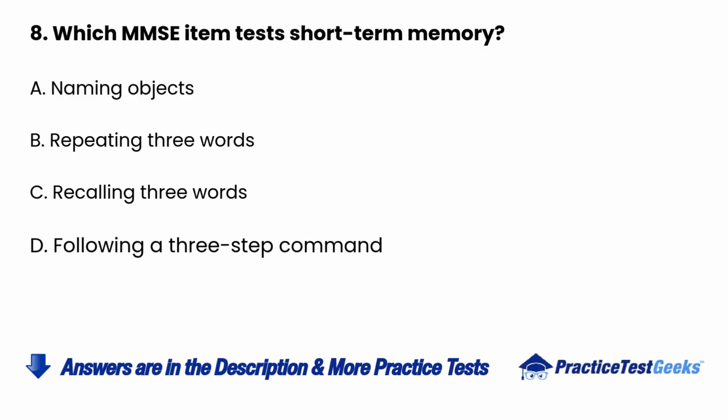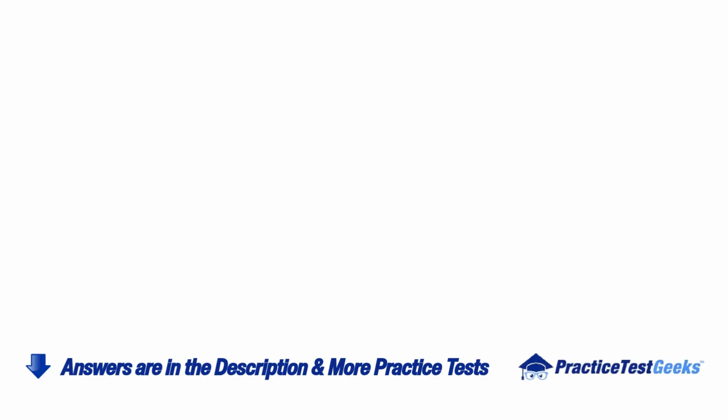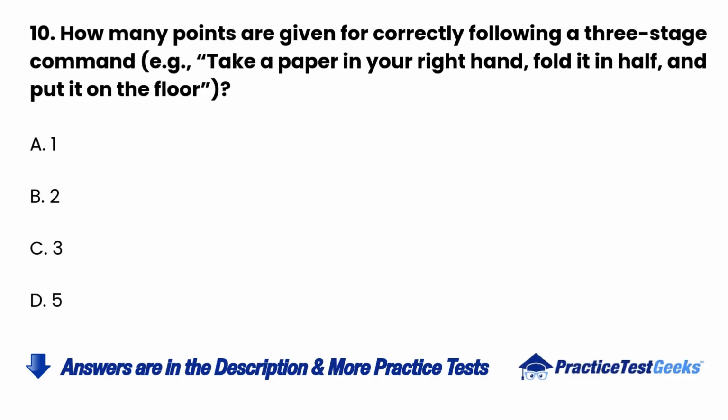A. Naming objects. B. Repeating 3 words. C. Recalling 3 words. D. Following a 3-step command. 9. Which of the following tasks is scored under the language section of the MMSE? A. Drawing intersecting pentagons. B. Naming a watch and pencil. C. Repeating a sentence. D. Calculating serial sevens.